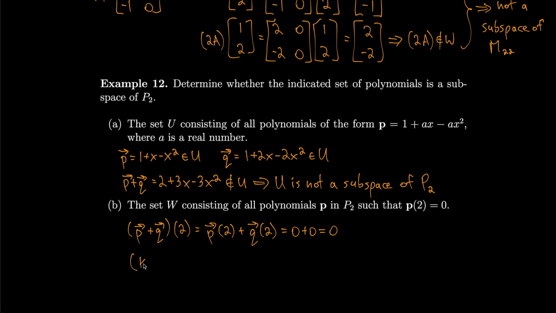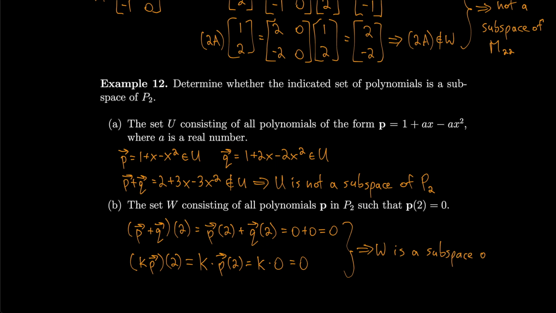And similarly, if I look at the scalar multiple of any vector P in this set, then that's going to be k times P of 2. I guess it's a little presumptuous of me to say that, look at this vector, because I haven't shown it's a subspace yet, but it is, because k times P of 2 is just k times 0, which is 0. So W is a subspace of P2 by the subspace test.